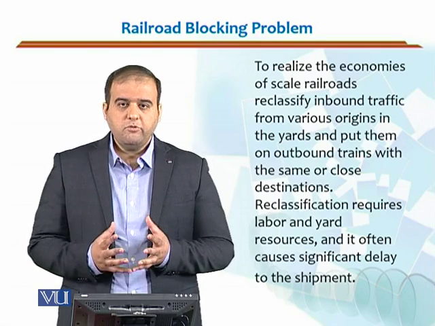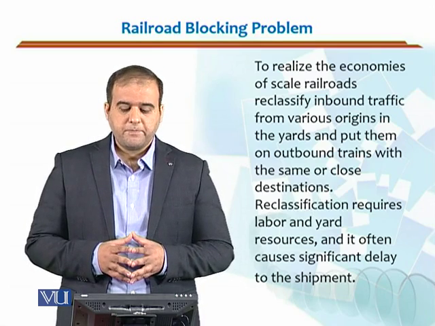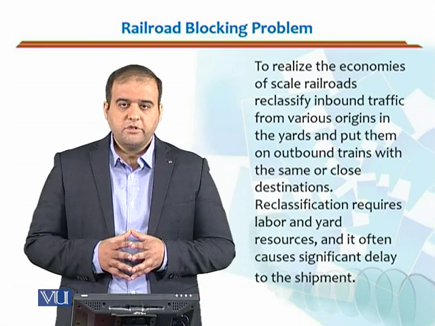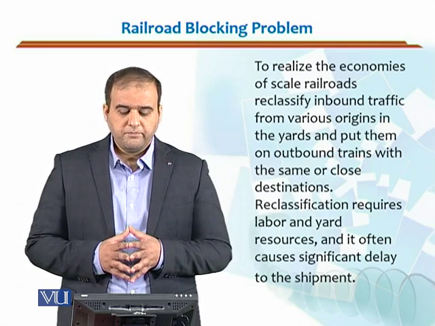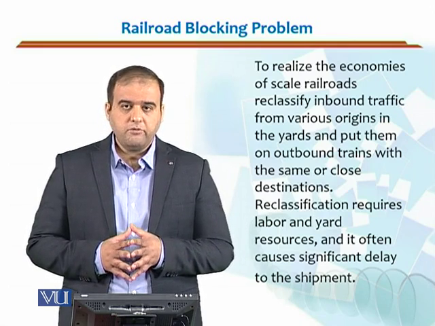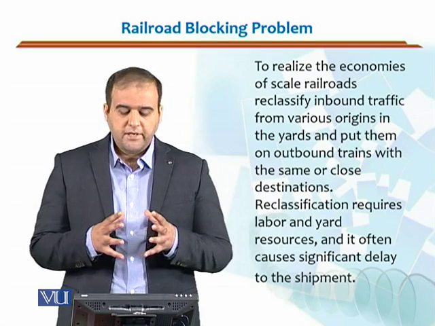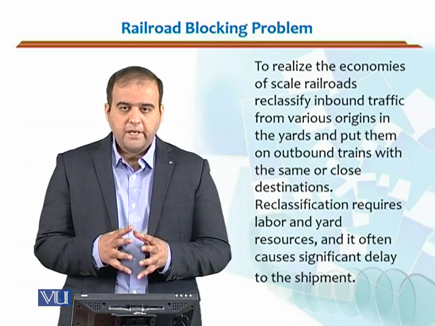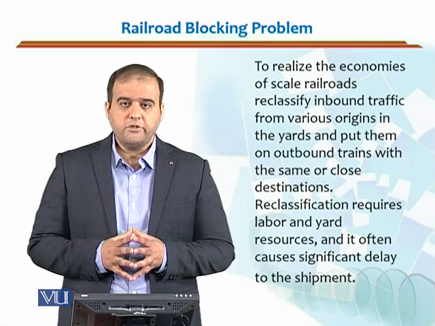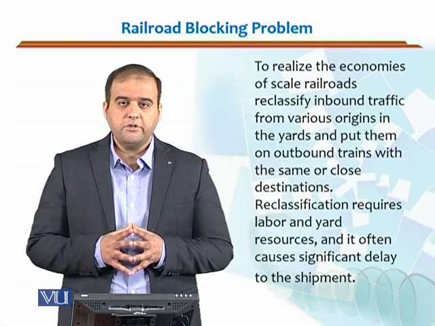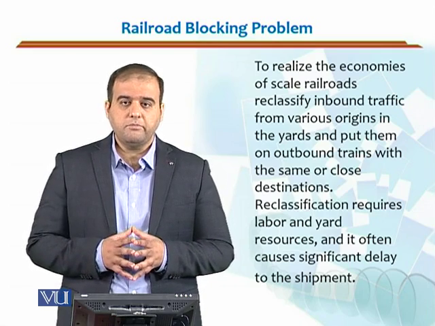In order to achieve the economies of scale, that is to minimize the total cost of transportation, railroads actually reclassify different inbound traffic from various origins and put them on outbound trains with the same or close destinations. So what does it mean? That there is some inbound traffic and you will actually cluster them together on the basis of their outbound destination. So that will actually achieve the economies of scale for the railroad. And that is the basic essence of a railroad blocking problem.